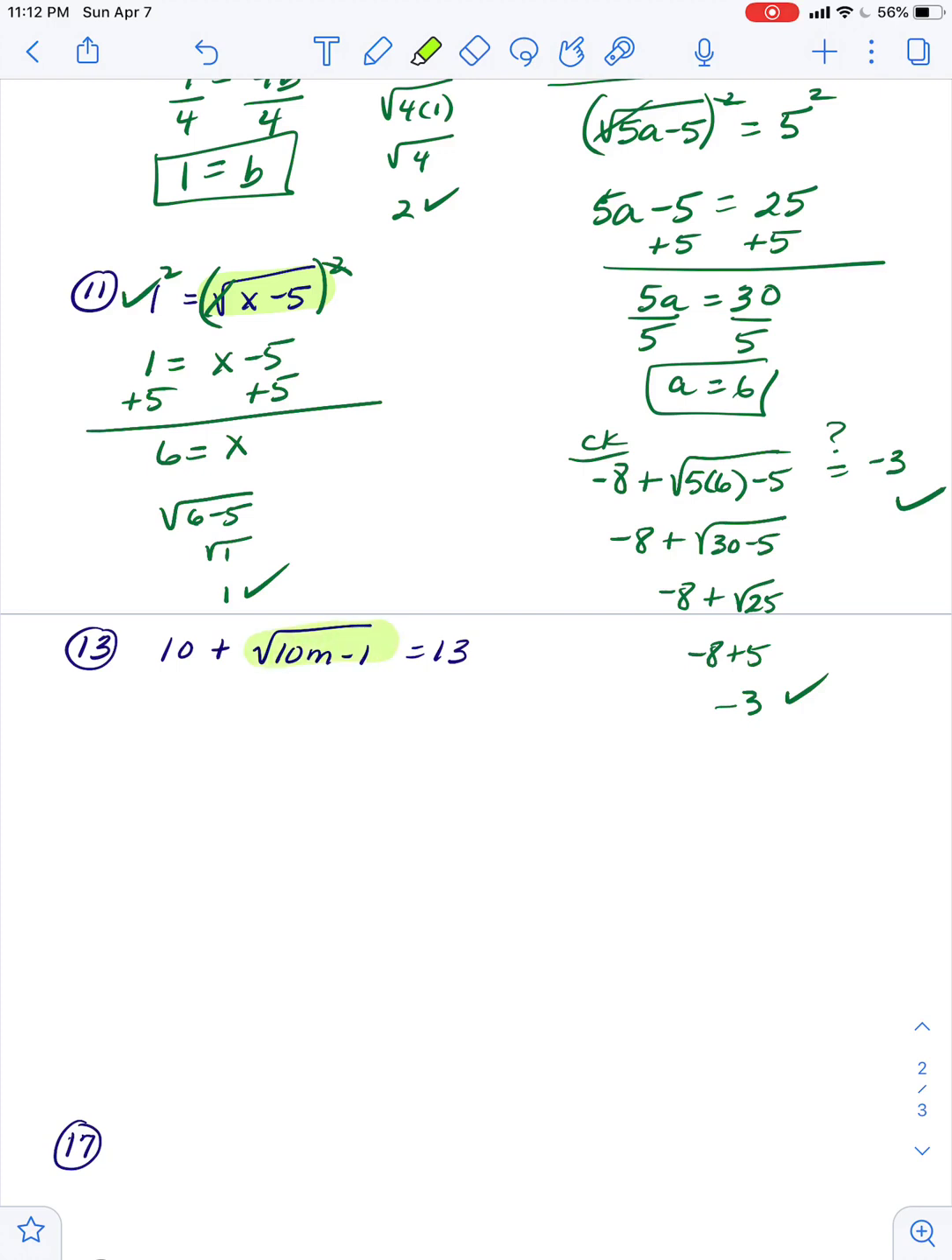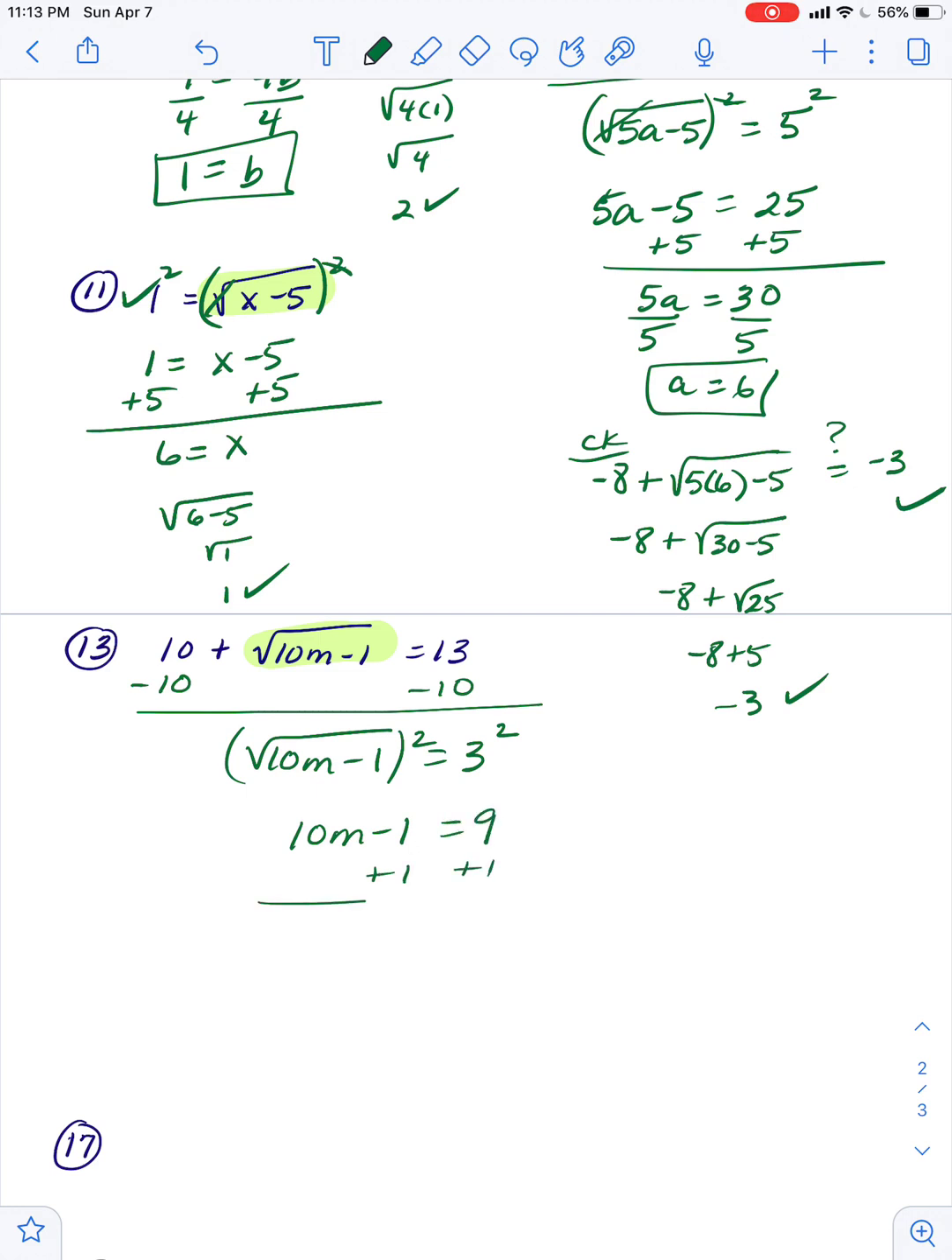So again, highlight that. I'm going to go ahead and move the 10 over first, because again, I want my radical piece, my square root, to be by itself. Okay, and that's 3. Now it is, so I can square both sides. So 10m minus 1 equals 9. Solve. 10m equals 10. Guys, again, don't skimp on my work. Okay, and we're going to check it.